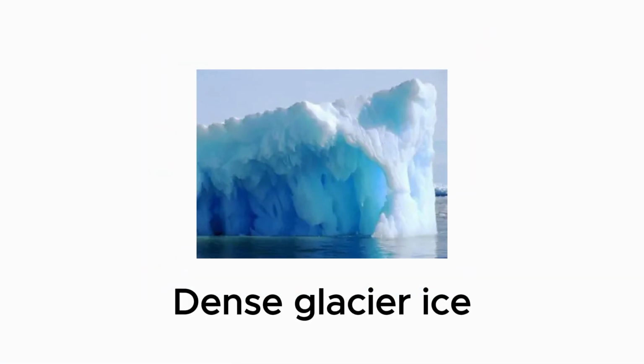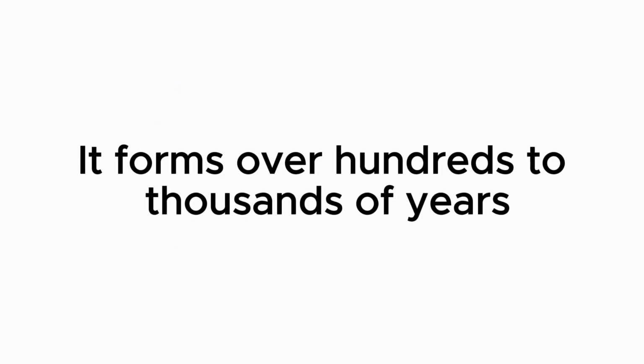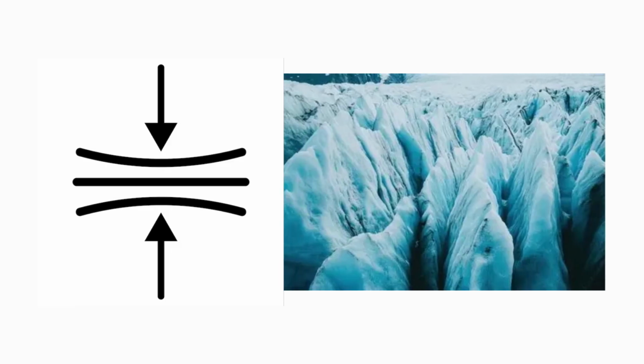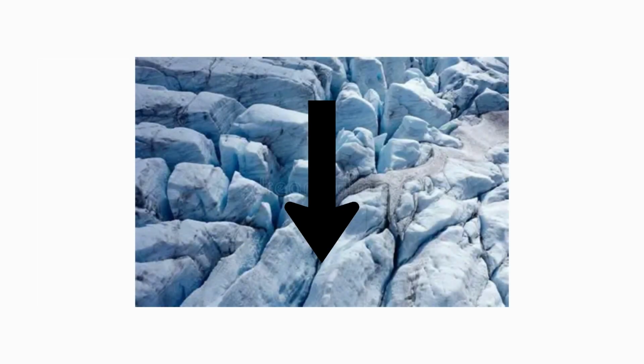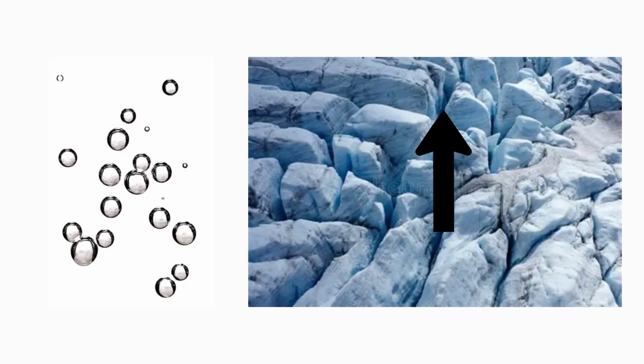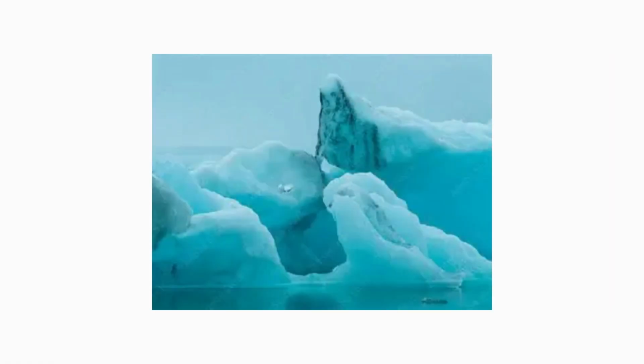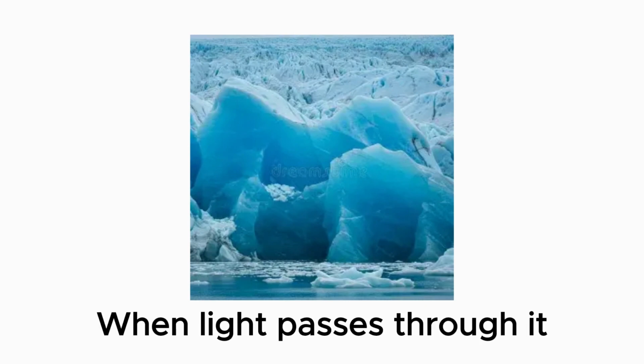Blue ice. This is dense glacier ice that appears blue due to the way it absorbs and scatters light. It forms over hundreds to thousands of years under extreme pressure inside glaciers. The deeper the ice gets, the more air bubbles are squeezed out, making it clearer and denser. What makes it special is that it can look almost glowing blue when light passes through it.